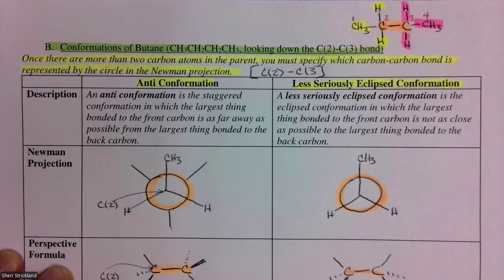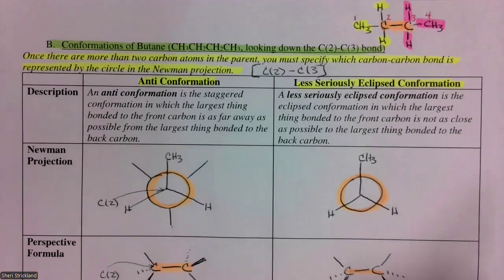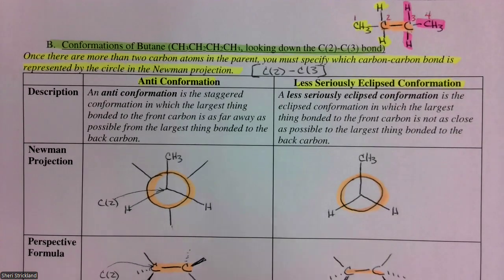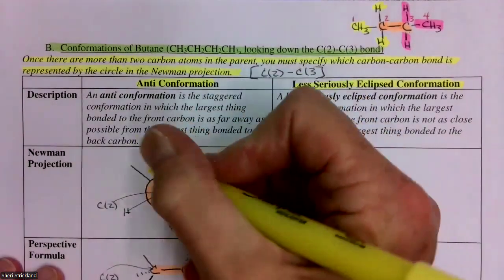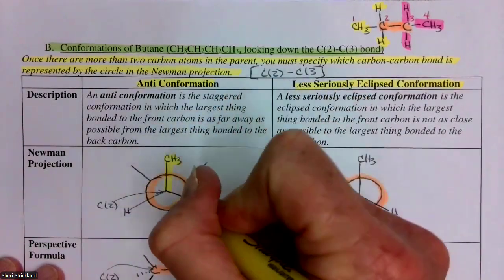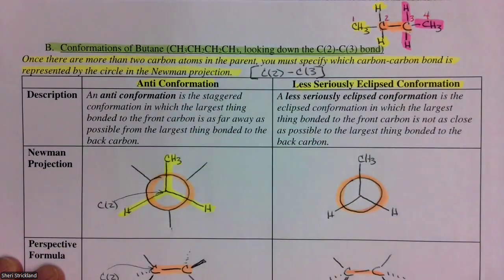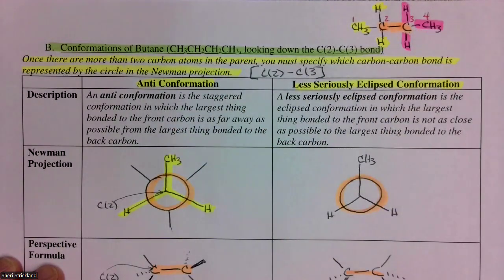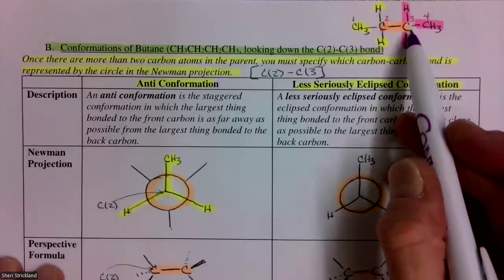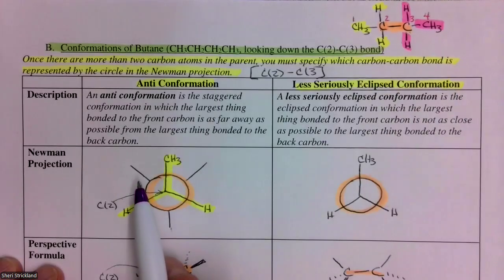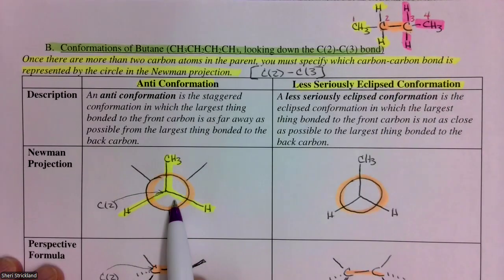So I'm going to make these 3, the methyl group and the 2 hydrogens that are attached to carbon 2, yellow, just to correspond up here. All right, so that makes these 3 attached to carbon 3, which is behind carbon 2.